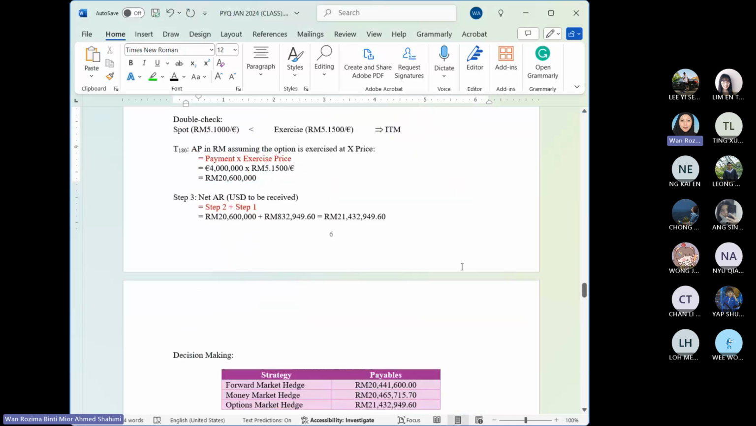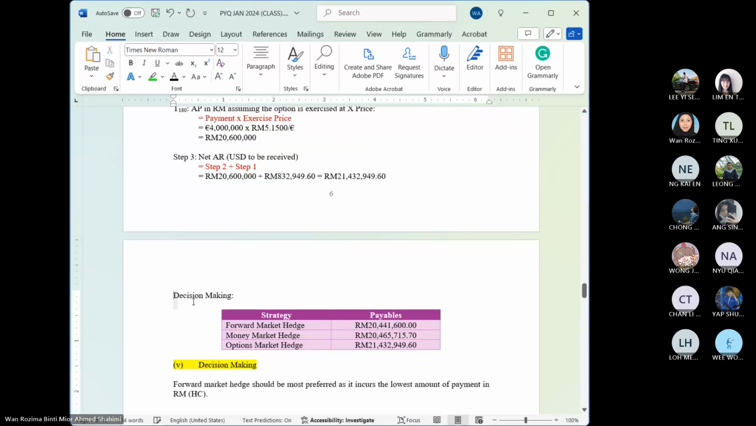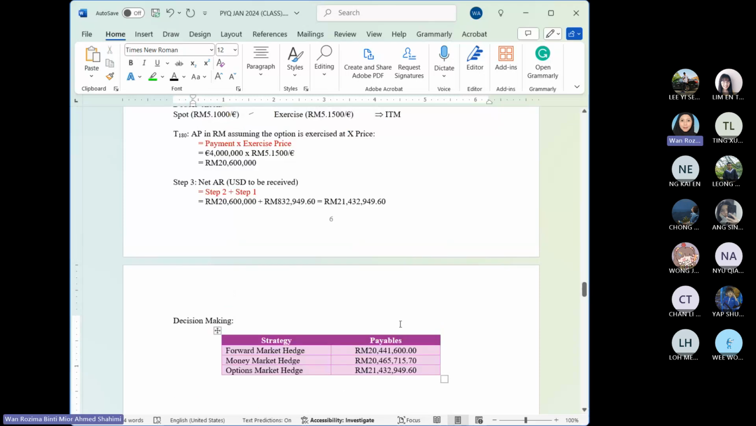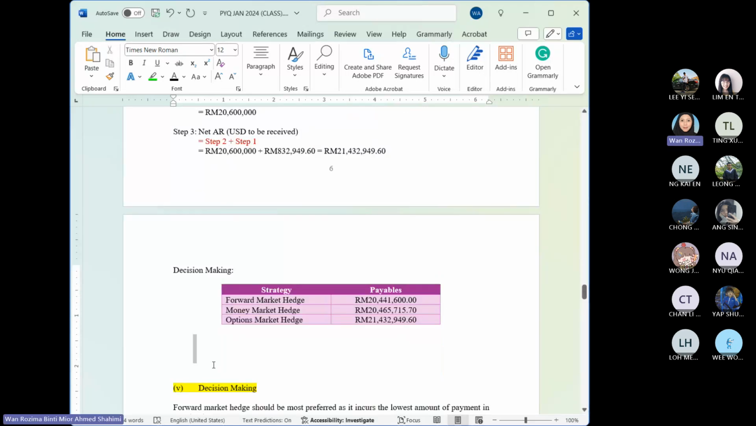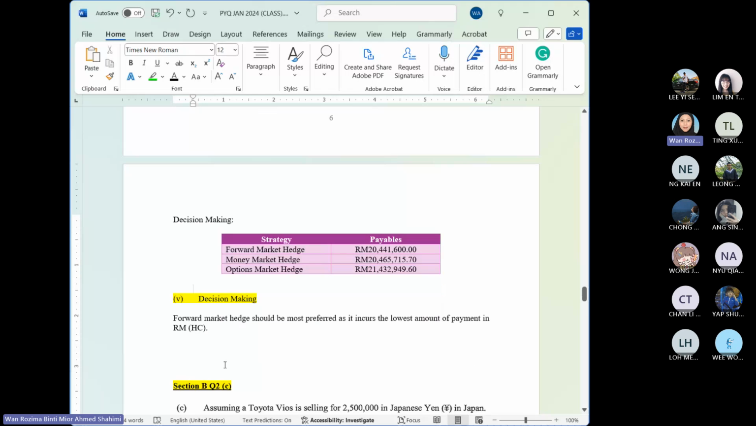Okay, so now you have all the answers, based on question number 2, question number 3, and question number 4. So number 5, you have to decide which one is better. Since we are dealing with accounts payable, we are looking for the cheapest one. So the cheapest one, forward market hedge should be the most preferred as it incurs a lower amount of payables in Ringgit Malaysia, the home currency.